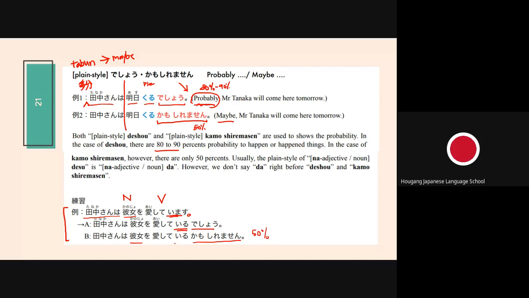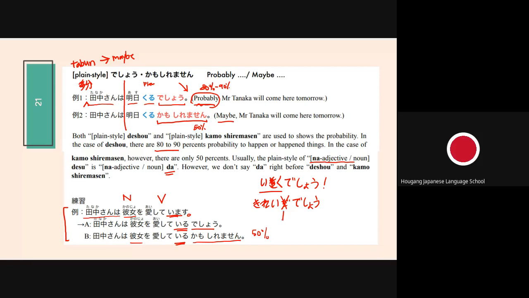So remember to use a plain form, but if it's a noun or na-adjective at the end, we don't use da. What do I mean by that? Let's say iku. Iku desho means probably coming, right? Kare wa iku desho, dictionary form. This is a verb, the plain form. But if it's a noun or na-adjective, kirei, kirei desho. It's probably beautiful. She's probably clean. We don't use da. No da allowed. Just kirei desho.